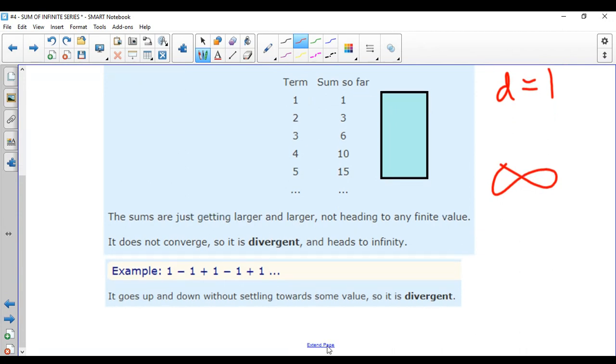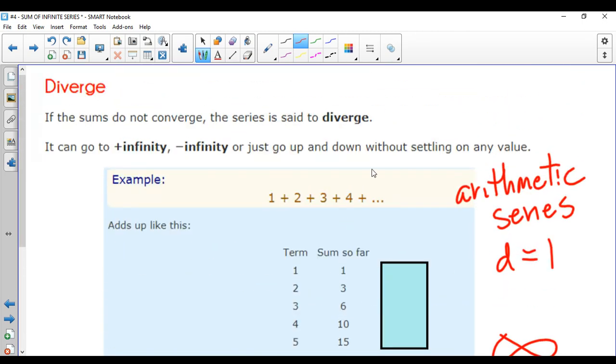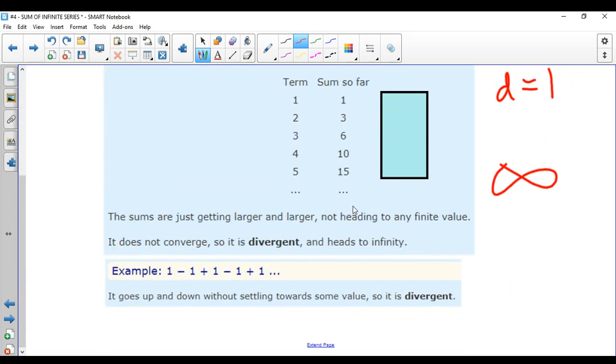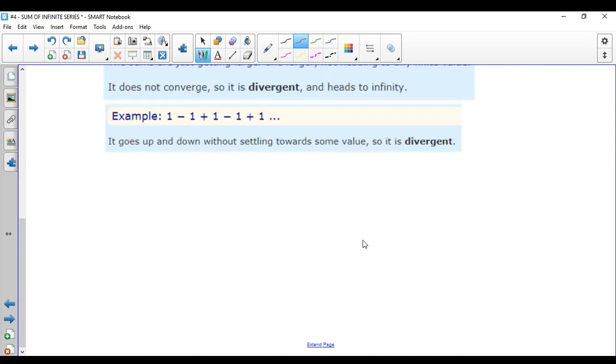And then the example where it says going up and down without settling on any value, which is also referred to as being divergent, is a series that looks like this. And this is a geometric. It's just when we multiply by -1 to get the next term. So we got a geometric here with the common ratio being equal to -1. So you can see that the numbers themselves go from 1 to -1. And then if you added them, 1 minus 1, right?